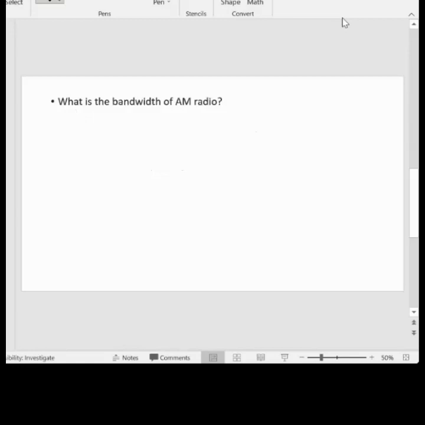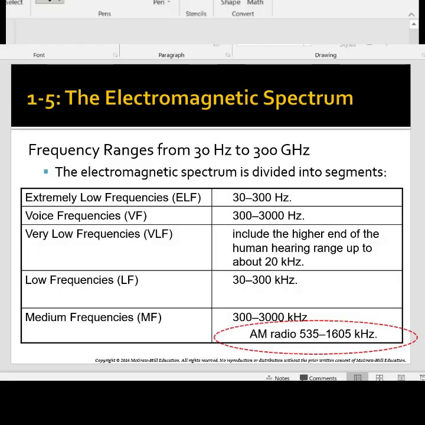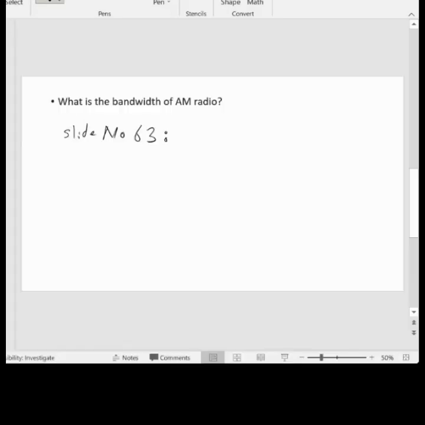So our next question is, what is the bandwidth of AM radio? So we refer to our slide number 63. We mentioned this. We said the AM radio has a frequency starting from 535 until 1605 kilohertz.